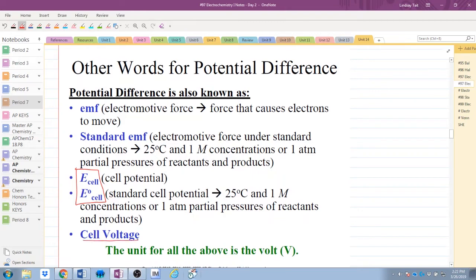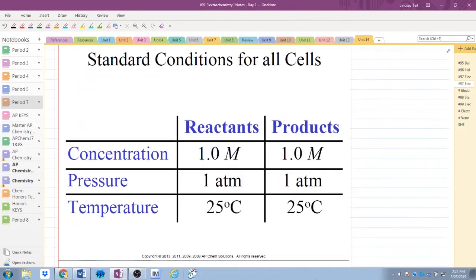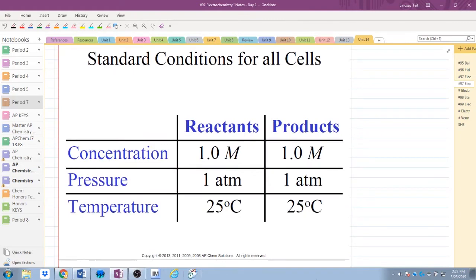I'll also talk about cell voltage, the voltage of the cell. So like that's your batteries. It's a 12-volt battery, a 12-volt cell, cell voltage. And units for all of these are volts. Okay, the next slide reminds us about standard conditions. We know those. It means all reactants and products have to be in those conditions. So here we go.